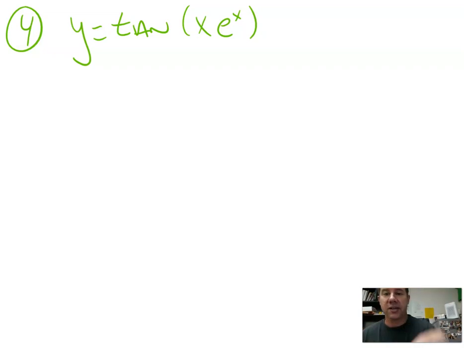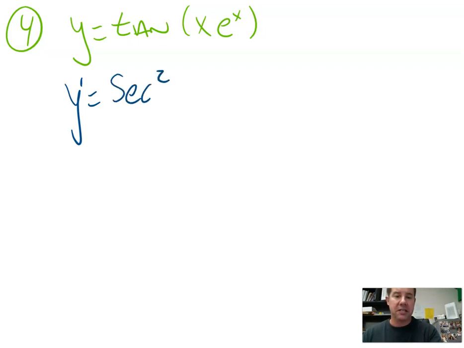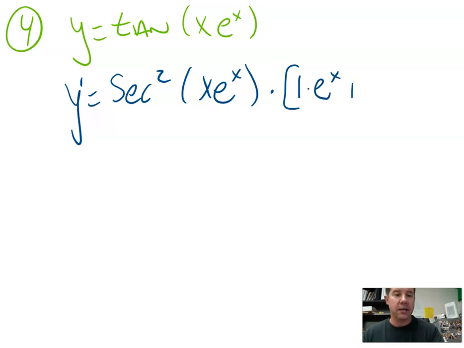So if I go ahead and start tackling this thing here, y prime is the derivative of tangent, which is secant squared, x e to the x. Derivative of the outside, so secant squared u, times the derivative of the inside. When I do the derivative of the inside, now I've got a product, so I have to use product rule. So derivative of the first times the second plus the first times the derivative of the second.